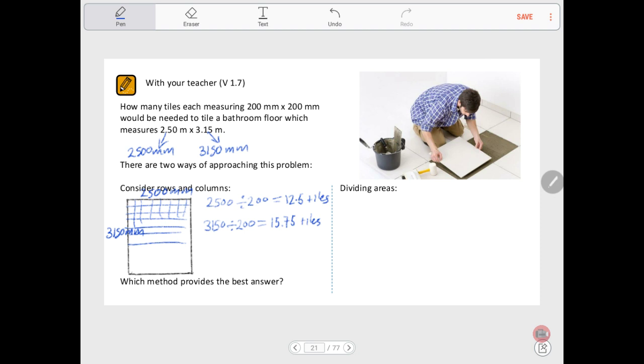Now, here's an interesting question, and you might know more about this than I do, but obviously they're going to need to cut the tiles to get them to fit, because 12 tiles horizontally won't be enough, but 13 will be too many, so they're going to have to cut tiles in half to get them to fit down this side here. And for the 15.75, they're going to need three-quarters of a tile to fit in the last bit, so a full tile won't fit in the last two parts.